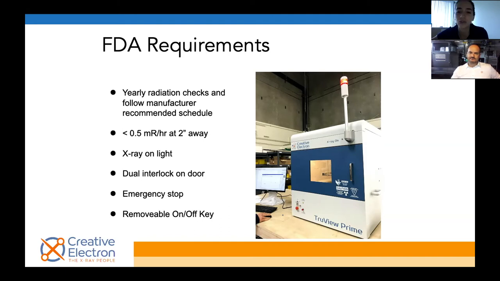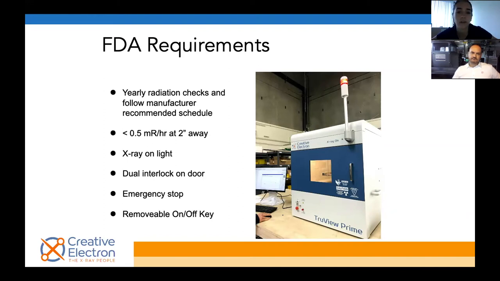We're talking about really, really, really high speeds here. So by opening the door, you're disengaging the interlock and shutting down the X-ray source automatically. We also have an emergency stop and a key. The purpose of the key is to limit access to the machine so that only people that are properly trained to use the machine have access to it. So you can remove the key when it's in the off position, but not in the on position.